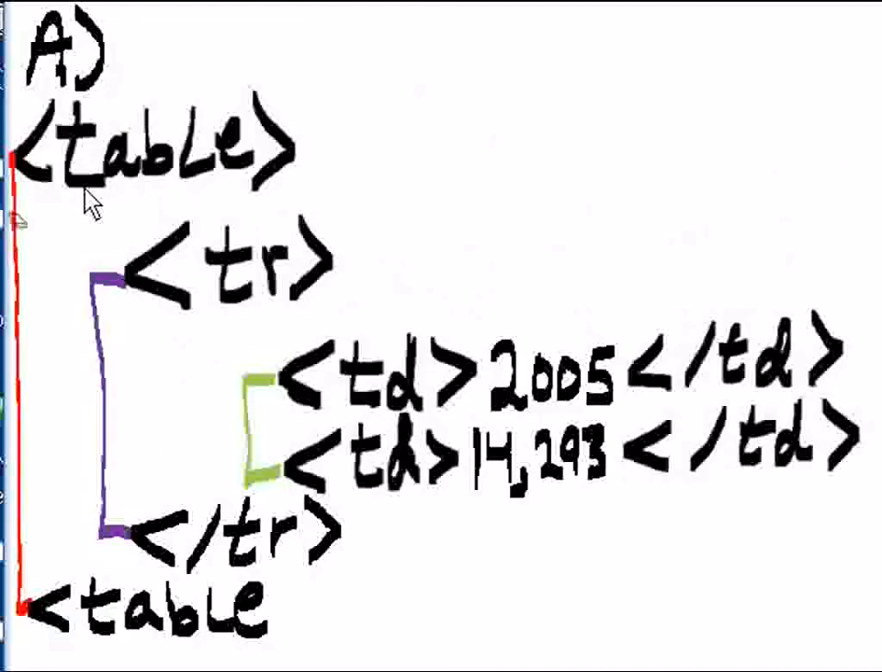Here's the answer. Table tag, table row tag. Within the table row tag, end table row tag, you have table data, 2005, end of table data, and then table data, 14293, end of table data. So table row, TR, and then table data. That's the column. Column 1 and column 2. End of that row, end of that table.